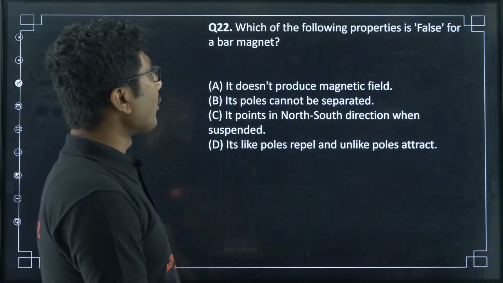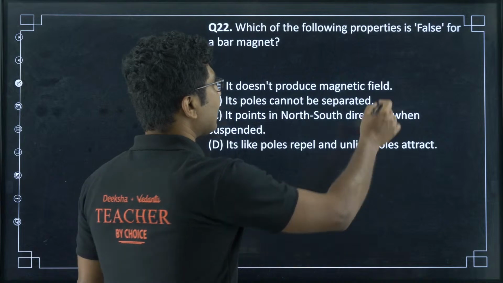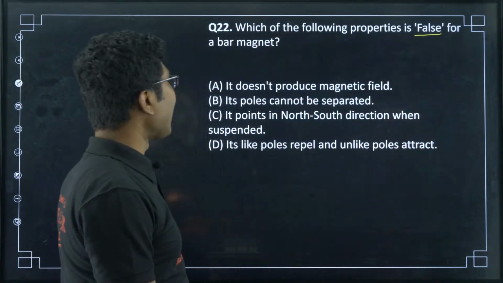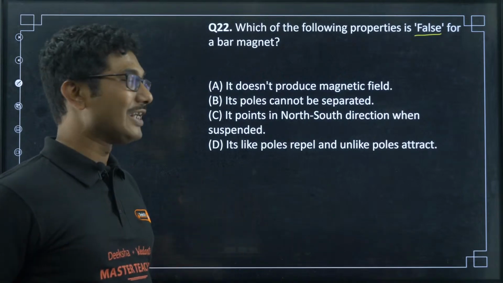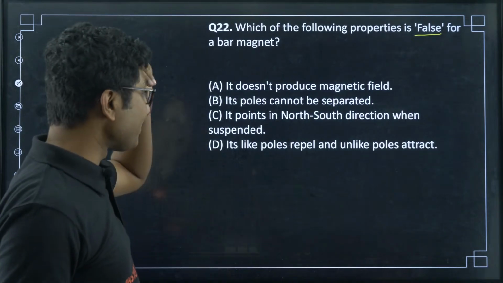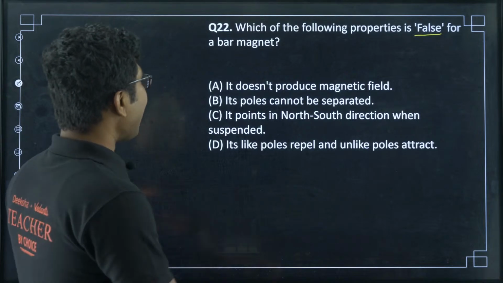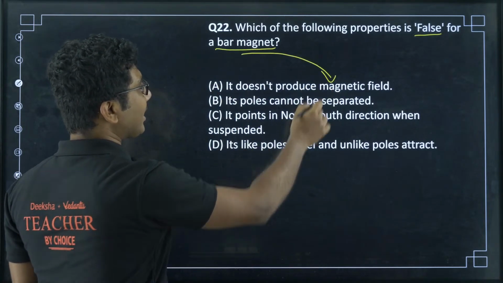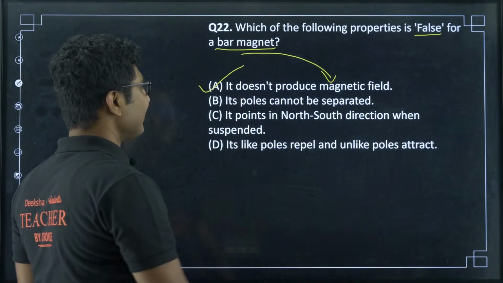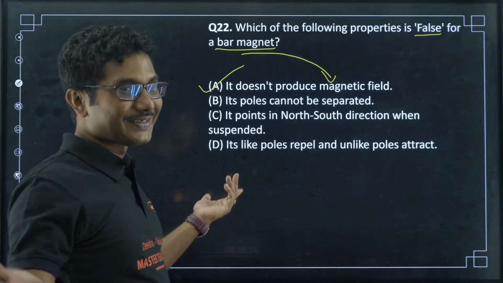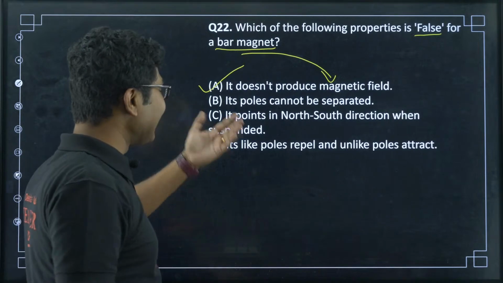Now, which of the following properties is false for a bar magnet? True is easy to understand, but false is sometimes slightly tricky. It does not produce magnetic field. So the option says a bar magnet does not produce a magnetic field. Obviously, this is the correct answer. The first option itself is the correct answer. Let's see the other options.